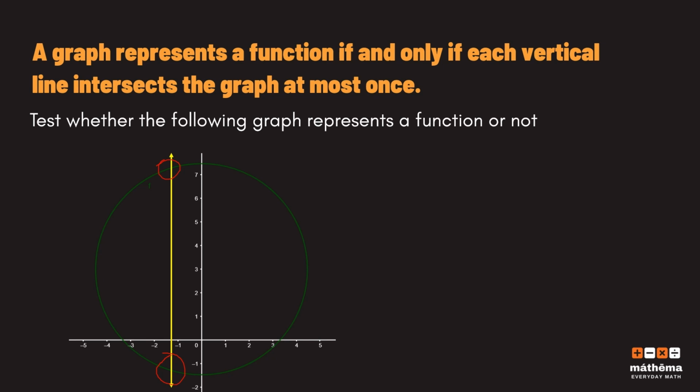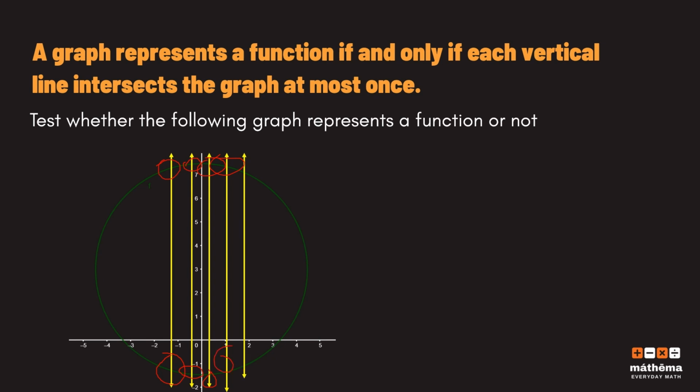But we'll try to drop more vertical lines just to check. Again, we have two intersections. Then again, we have two here, two, and then two. And again, we have two here as well. So based on this, we can say that this is not a function.